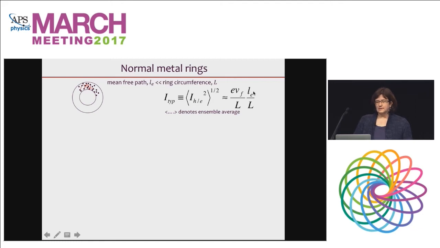There were some experiments by Chandrasekhar and Webb that were really quite beautiful experiments, if you've ever had a chance to see that paper, making similar measurements with a ring and a SQUID co-fabricated with each other. And they found that the persistent current was 100 times or so larger than this theoretical prediction in the 3 rings that they studied.